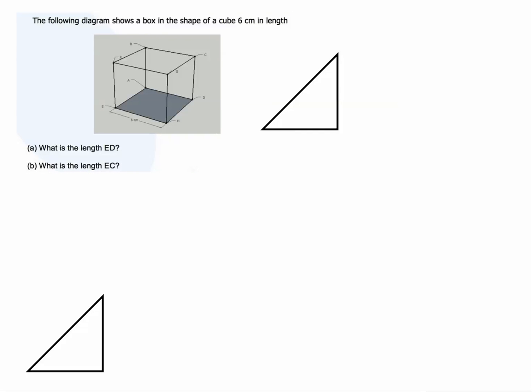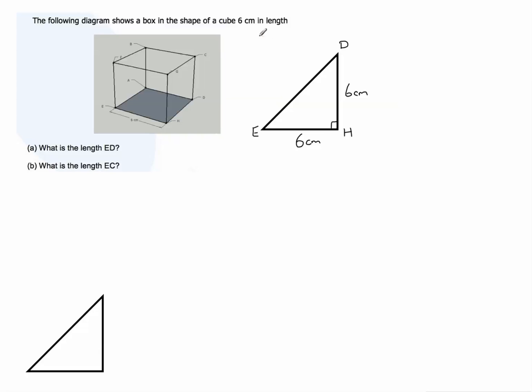This triangle is going to help me answer that question. So I'm going to label this triangle so you can see which bit of the 3D shape I've extracted. I'm going to label that point E, this point D, and this is going to be point H. So that is a right angle I can see, and we're looking at the base of the cube, so I know that that is 6 centimeters, and I know that that is 6 centimeters.